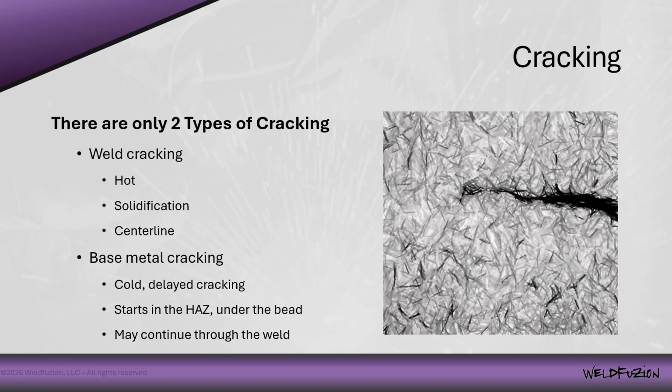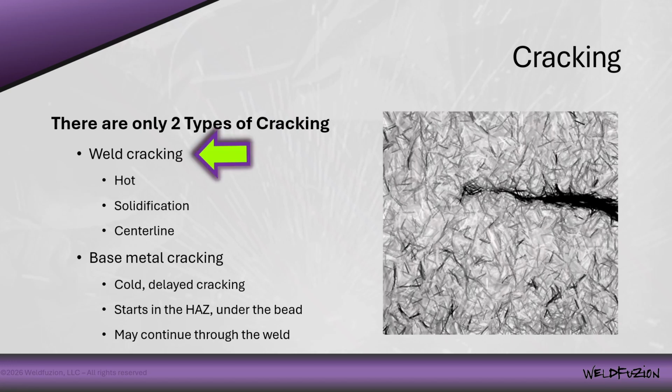So let's talk about the types of weld cracking that we're going to see. There's two types. Yep, just two types. Now they may show up slightly differently and look a little differently, but there's two main cracking types or cracking mechanisms in the metals that we work with.